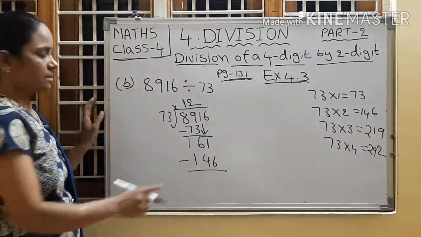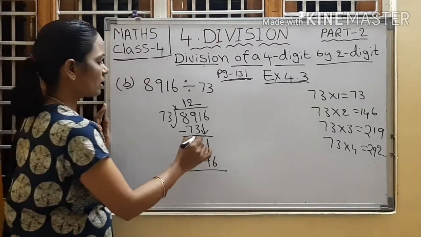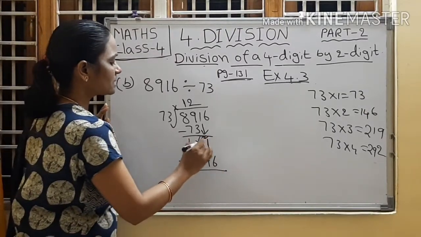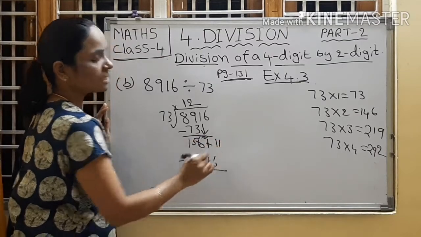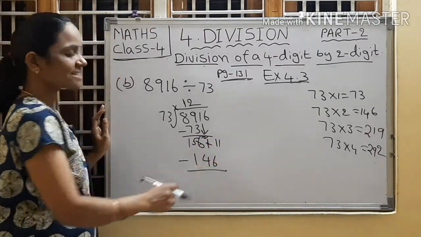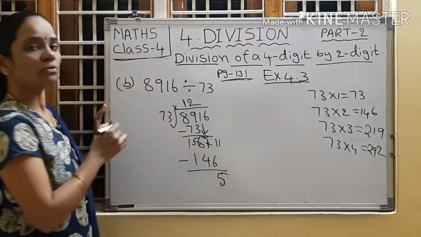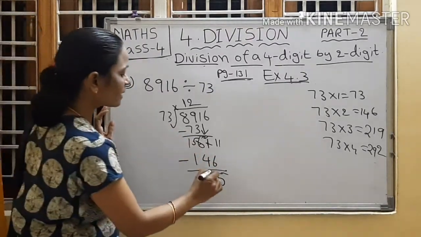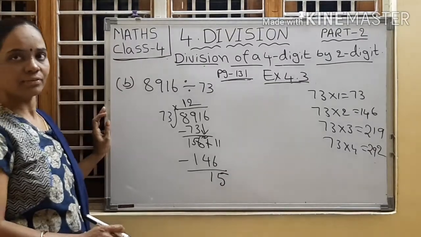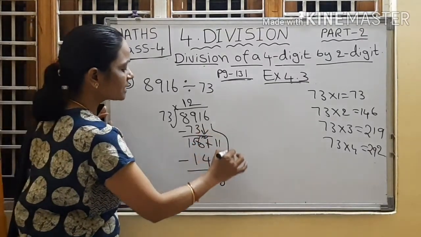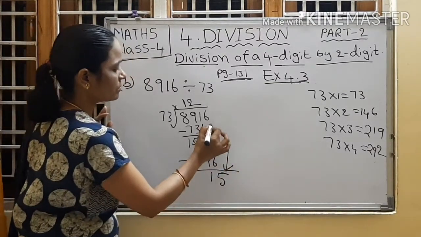Now take subtraction. 1 minus 6 can be? No, borrow. Yes. 6 becomes 5. 1 becomes 11 now. 11 minus 6 how much? 5. 5 minus 4 how much? 1. Yes. 15. Now divide 15. So what do I have to do? Bring down the next number. How much? 6.